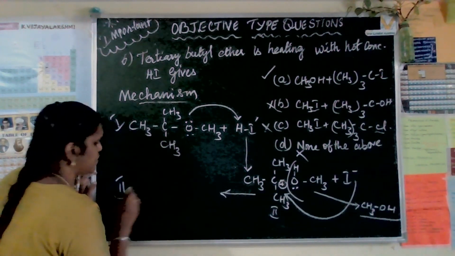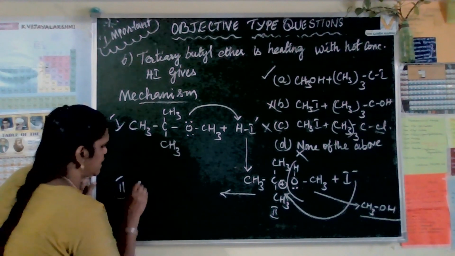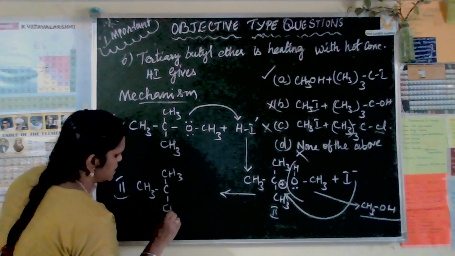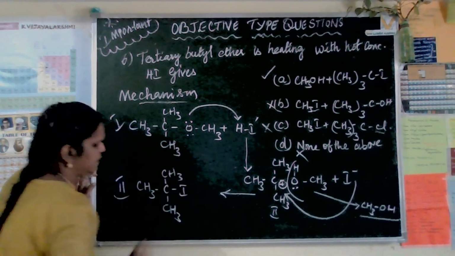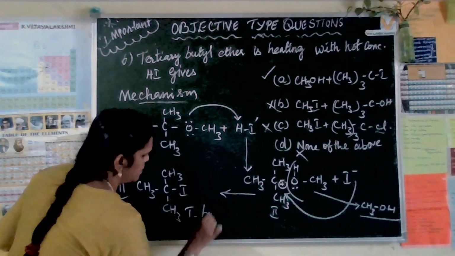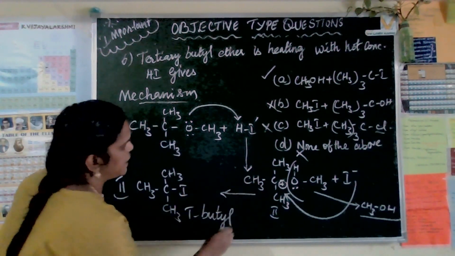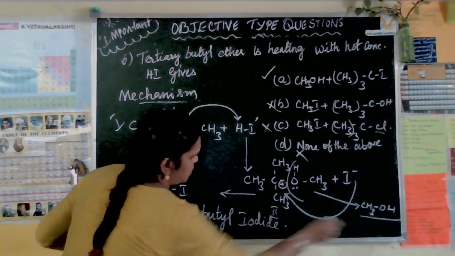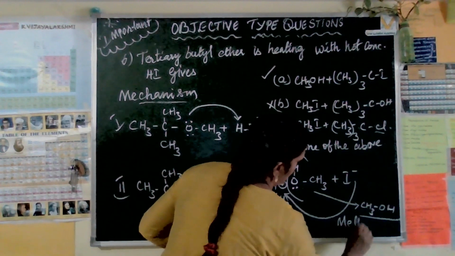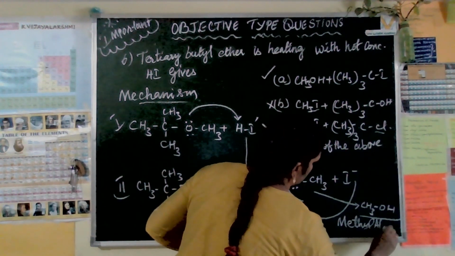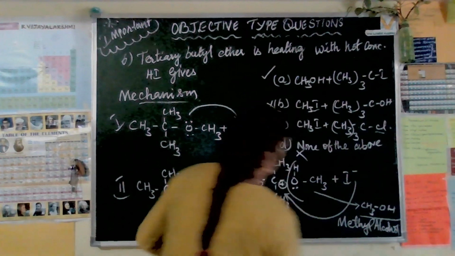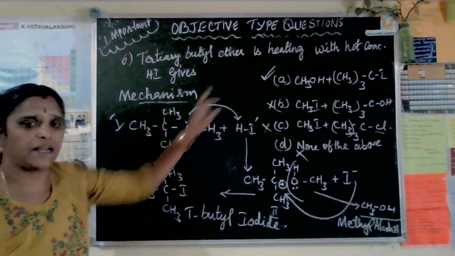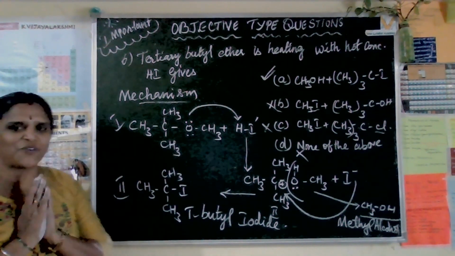So I minus is going to attack that carbocation. So what will you get? CH3, CH3 and CH3 I you will get. So this is tertiary butyl iodide and methyl alcohol. Yes, this is the correct option, A, it's the correct option. Hope you understand very clearly. Thanks for watching.